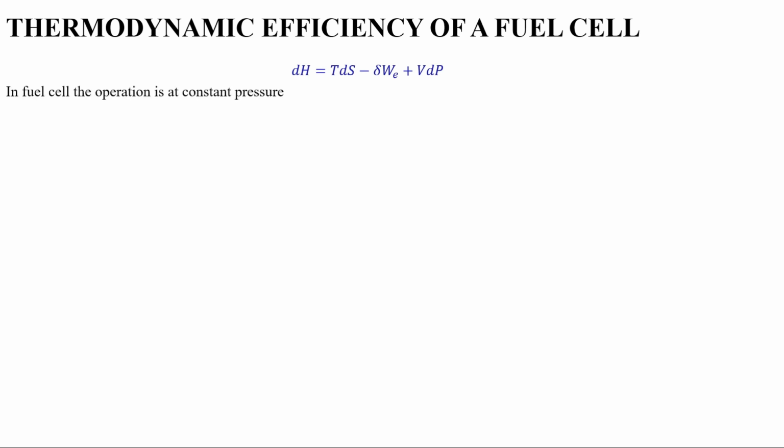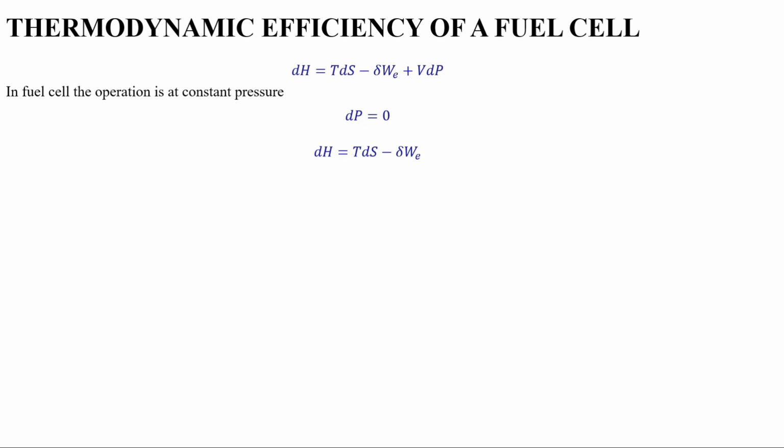But in fuel cell operation, pressure also remains constant. There will be no change in pressure in a fuel cell. So we can write dP is equal to 0, because for a constant pressure process the pressure is not changing. So dP is equal to 0 and dH is equal to TdS minus delta WE. This will be the change in enthalpy for a constant temperature and pressure process in which we are extracting electrical work.